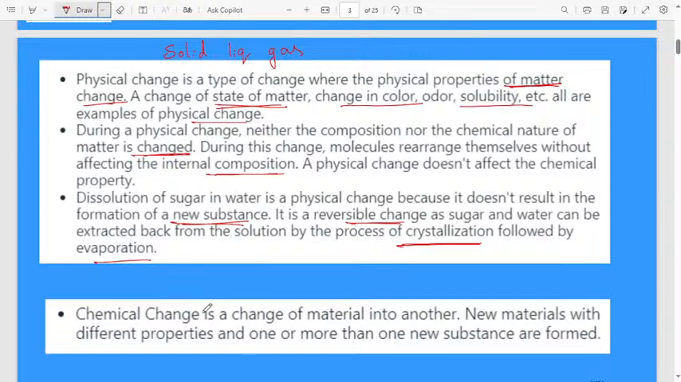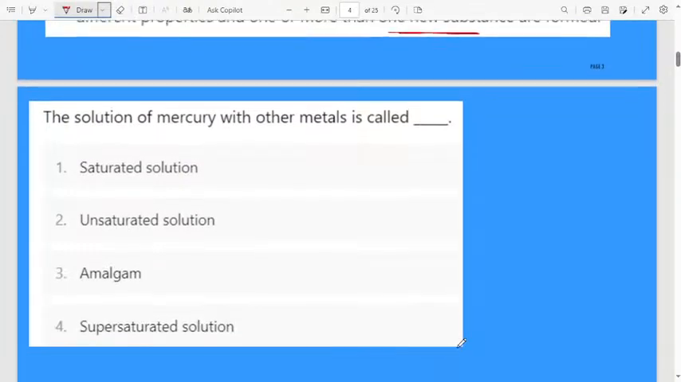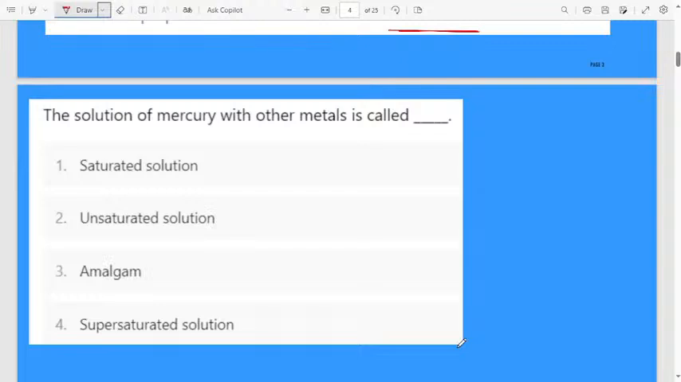Chemical change is a change of matter into another. New materials with different proportions, one or more new substances, will form. What is meant by chemical change? In a chemical change, interaction between the molecules takes place, the properties of the molecules change, and when a chemical change happens you will get a new molecule. That is an important thing you have to remember. Let us move to the next question.